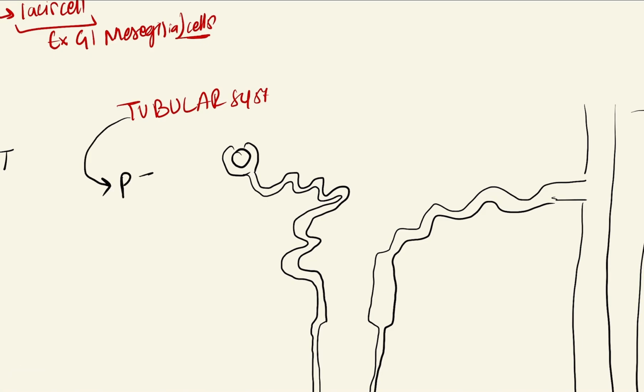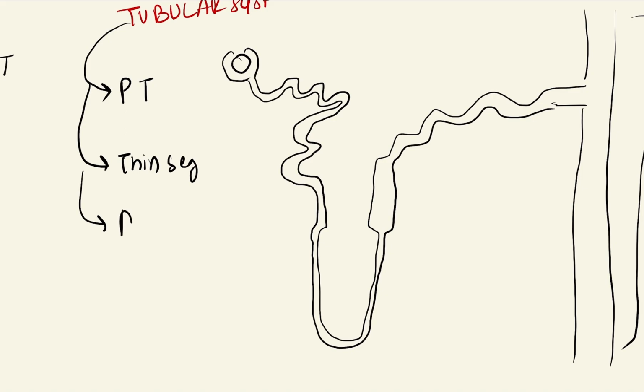So there are three things that you need to know from the tubular system. There is proximal thick, thin segments, and then there is distal, which is going to be distal thick. So there are two things that you need to know which are present in proximal thick: convoluted and straight. This is also called convoluta, and this is also called recta, which is straight.